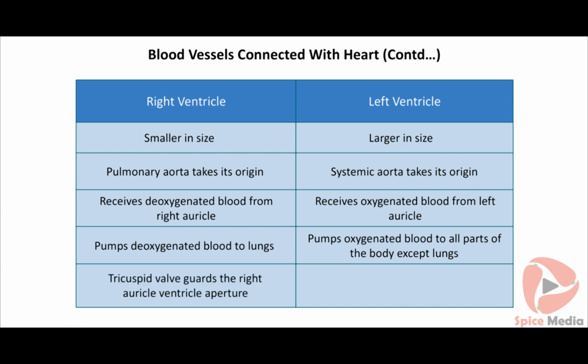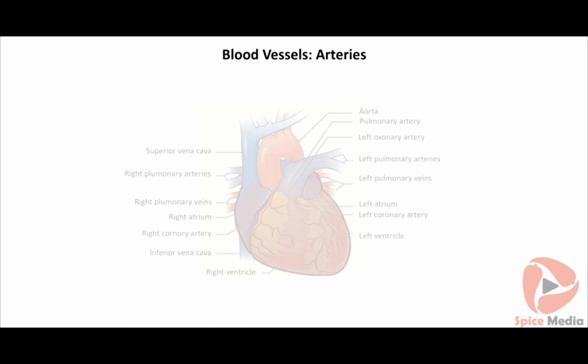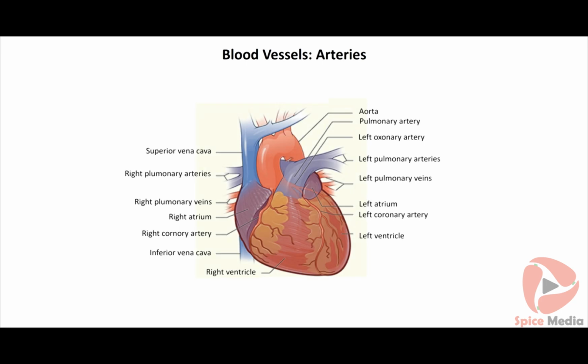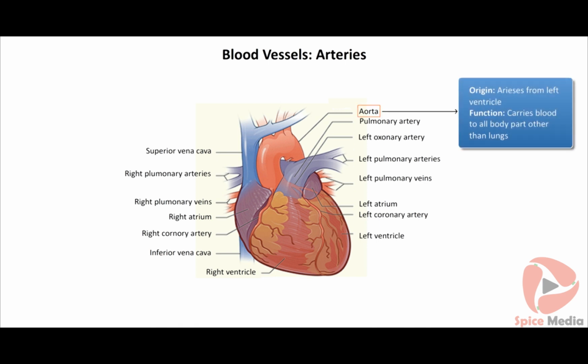The tricuspid valve guards the right auricular ventricular aperture. The bicuspid valve guards the left auricular ventricular aperture. Blood vessels which carry the blood away from the heart are called arteries. It normally carries oxygenated blood. The systemic aorta and pulmonary aorta are the two main arteries arising directly from the heart.